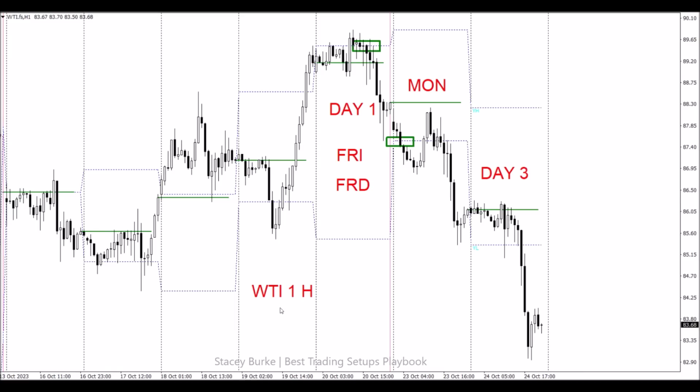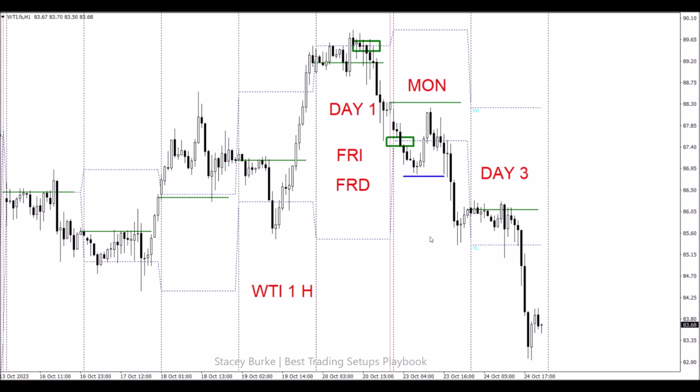So we have the 1-hour West Texas chart. This is Friday, which became our day 1 after the break of the low of Friday on Monday. And we had a large move down in the U.S. session on Monday that was day 2. So we have day 1, high of the week, failed breakout, day 2.